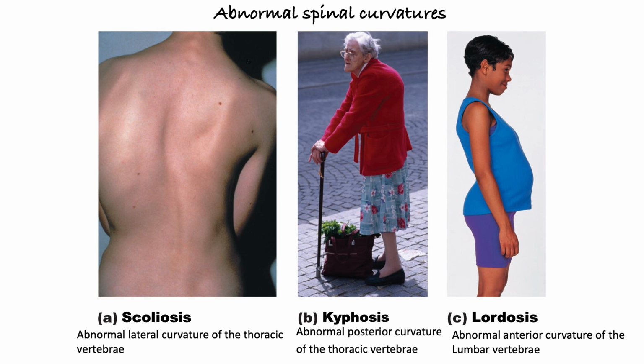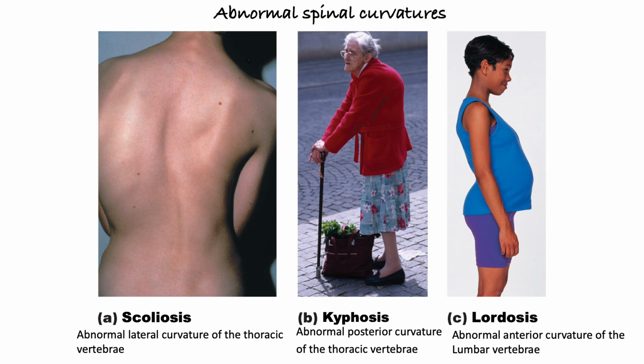So I just mentioned the curvatures. Those are the normal curvatures. So now let's look at abnormal spinal curvatures. The first one is scoliosis. Scoliosis is an abnormal lateral curvature of the thoracic vertebrae. Not the cervical vertebrae, not the lumbar vertebrae, thoracic vertebrae. It could either be right lateral or left lateral, but it's moving to the side.